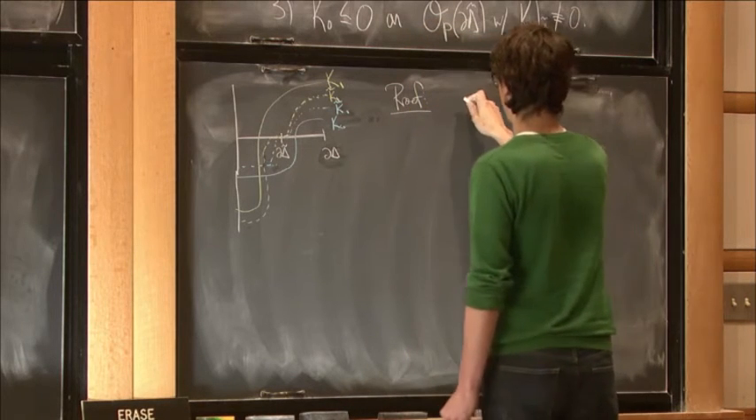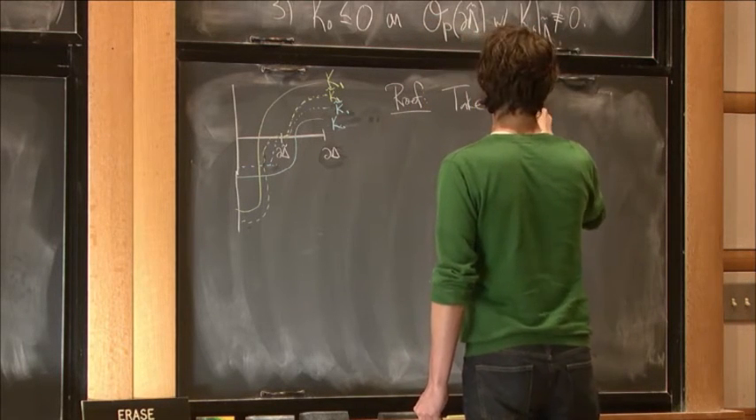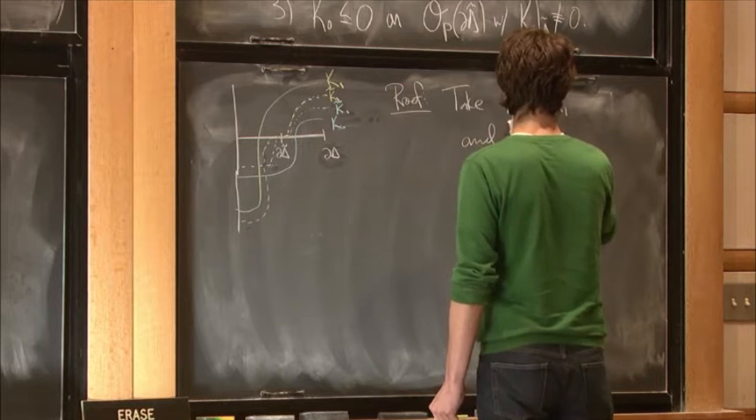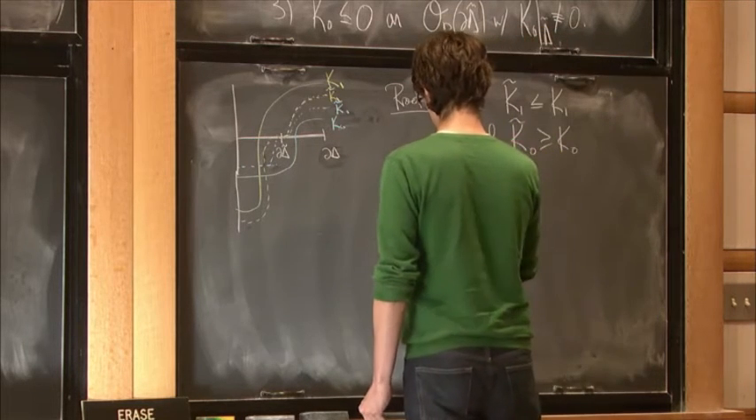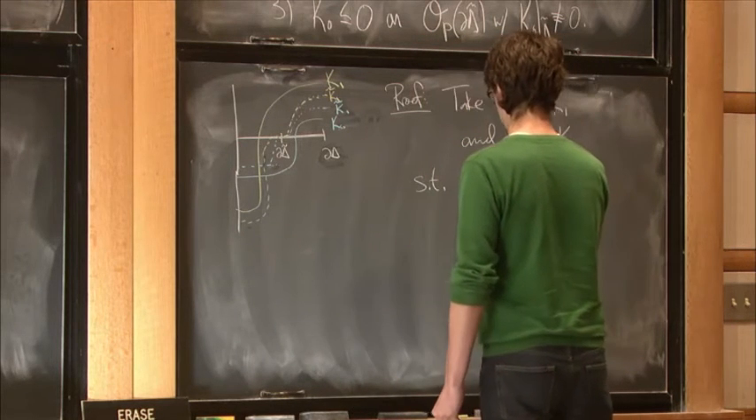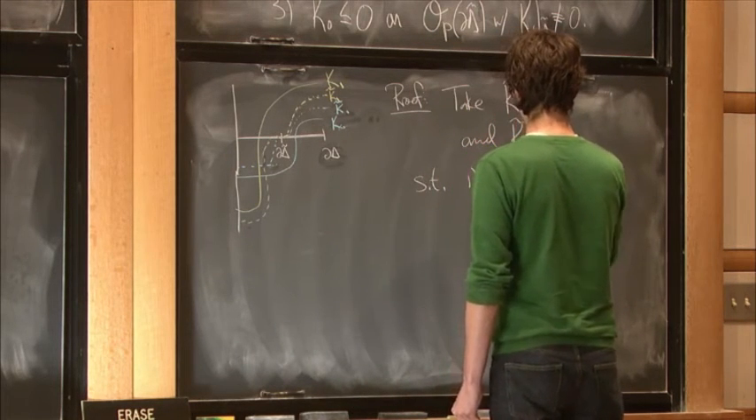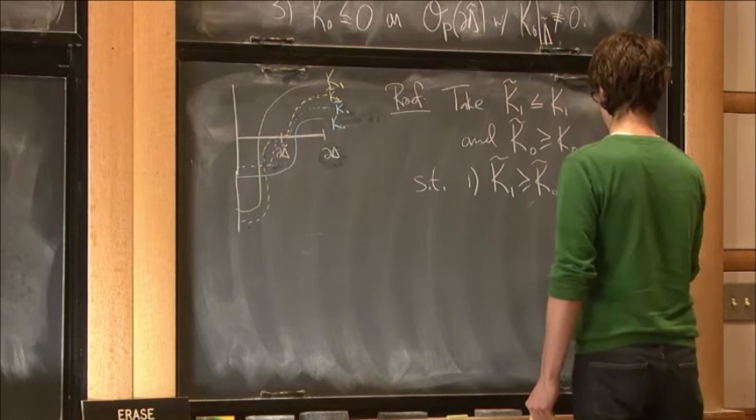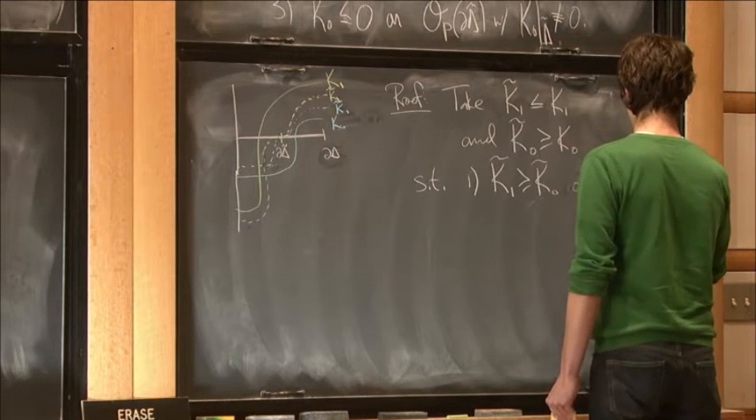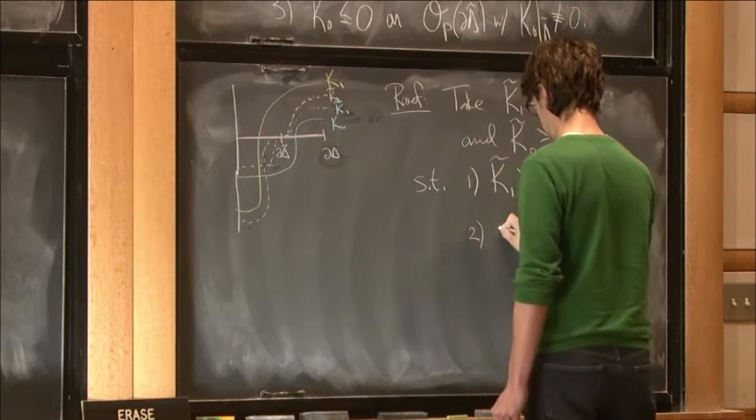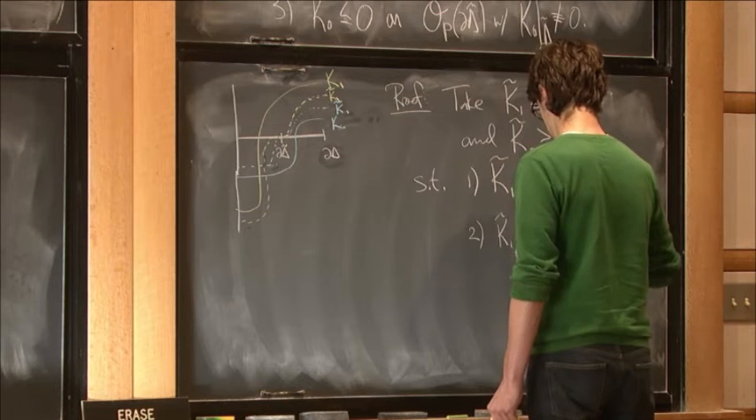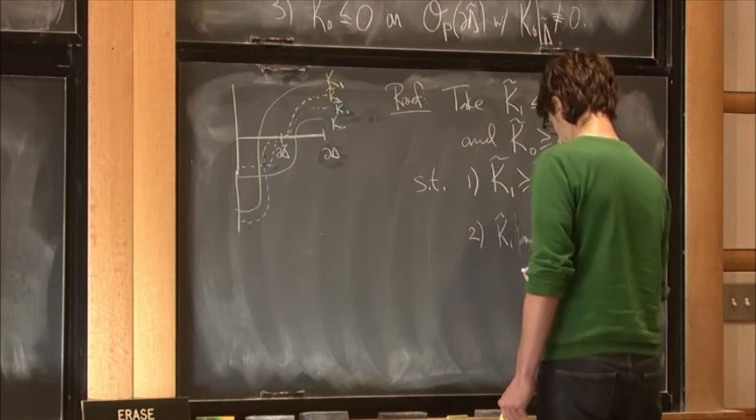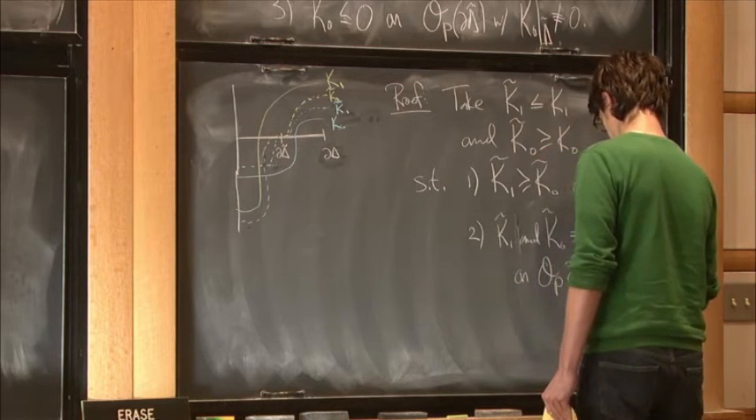The idea of the proof is you take k1 twiddle less than or equal to k1 and k0 twiddle bigger than or equal to k0, such that, one, k twiddle is still bigger than or equal to k0 twiddle outside this domain, and two, you have that k twiddle 1 and k twiddle 0 equal 0 on the boundary of here.